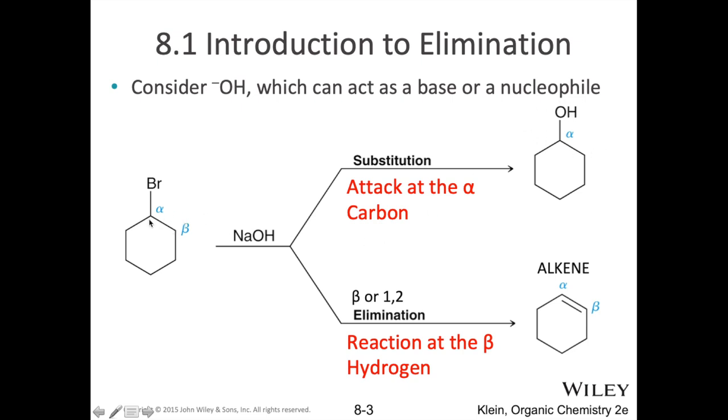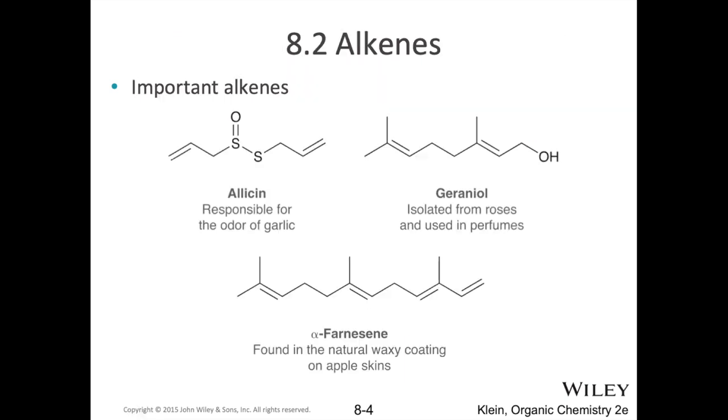Or, instead of acting at the alpha carbon, if we act at the beta carbon, where the hydroxide ion plucks off a proton, forming a water molecule, and then this leaving group leaves, we wind up forming a double bond between the alpha and beta carbon. These hydrocarbons with double bonds are known as alkenes, or in general, a carbon-carbon double bond is known as an alkene functional group, and these are pretty common functional groups.